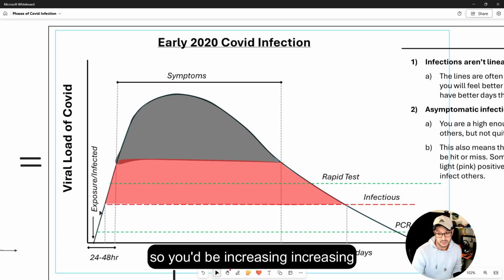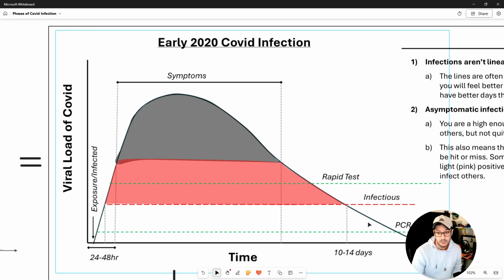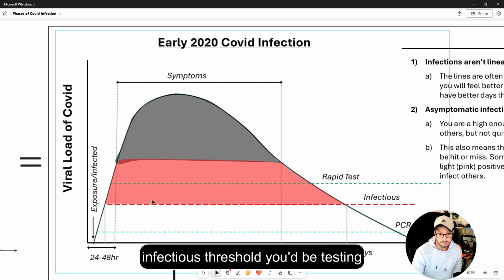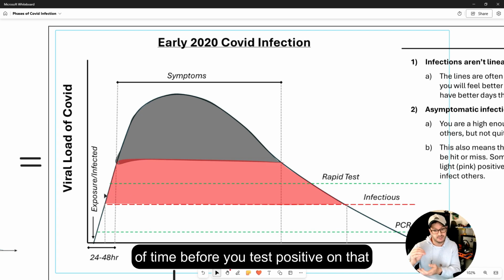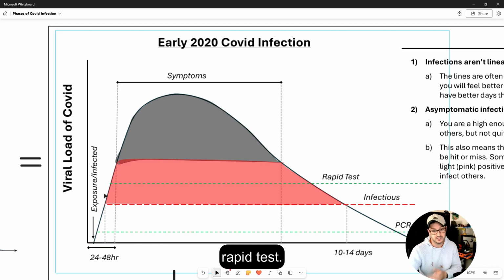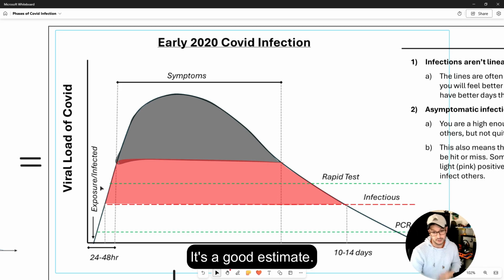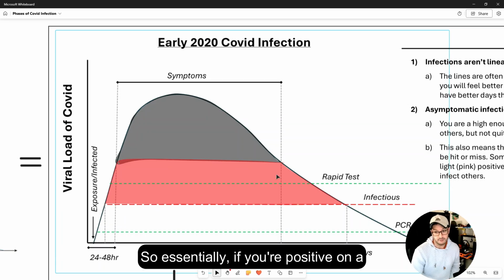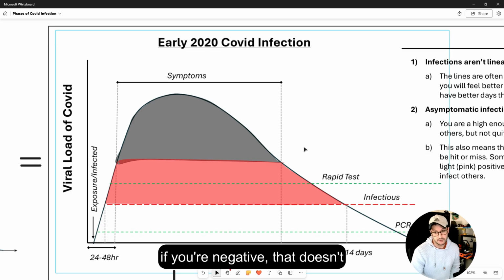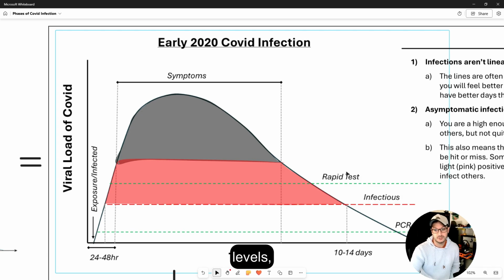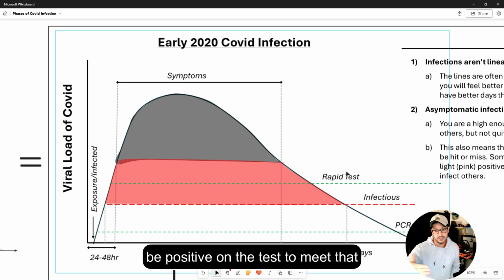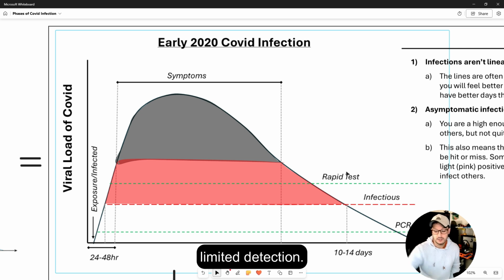So you'd be increasing. There's an infectious threshold. And then above that infectious threshold, you'd be testing positive on the rapid test, because you're going to be infectious for a small period of time before you test positive on that rapid test. It's not a perfect sync. It's a good estimate. So essentially, if you're positive on a rapid test, you're always going to be infectious. But if you're negative, that doesn't necessarily mean that you're not infectious. It just means that you're shedding at low levels, that you don't have enough of a viral buildup to be positive on the test to meet that limited detection.